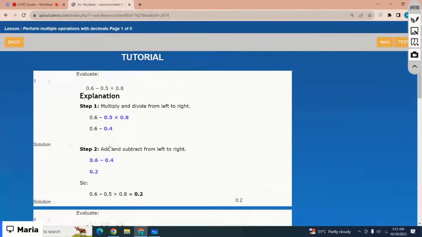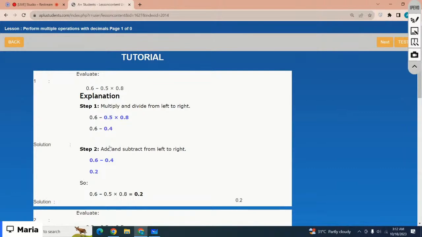So, what if you have more than one operation in a question? How do you solve the question then, right? For example, the example here is 0.6 take away 0.5 times 0.8. So you have to decide which operation you have to perform first, right?